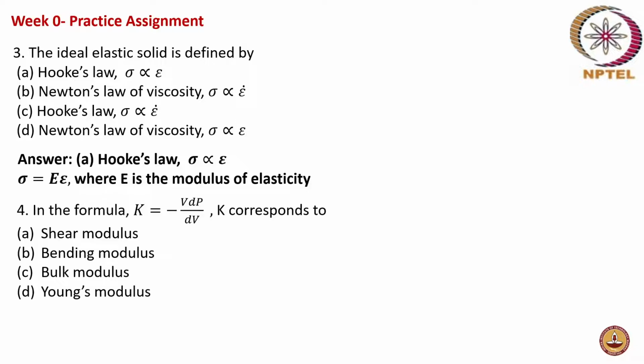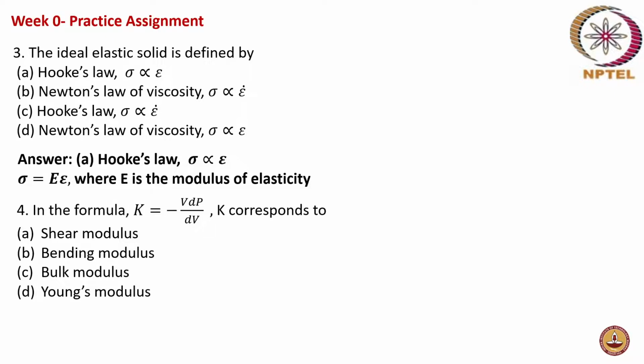Now let's get into question number 4. In the formula, K is equal to minus V dP by dV, K corresponds to what? Does it correspond to shear modulus, or bending modulus, or bulk modulus, or Young's modulus? What does K correspond to? So here the formula is given by minus V dP by dV, where P denotes the pressure and V denotes the volume, dV denotes the change in volume.